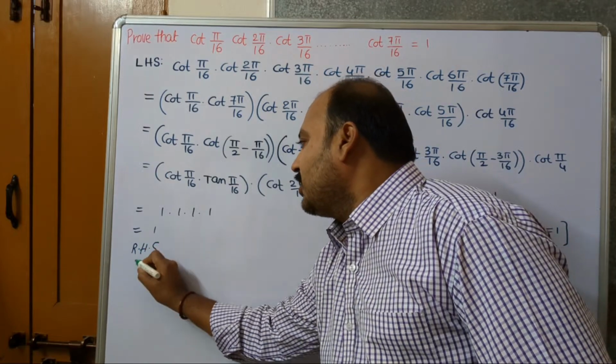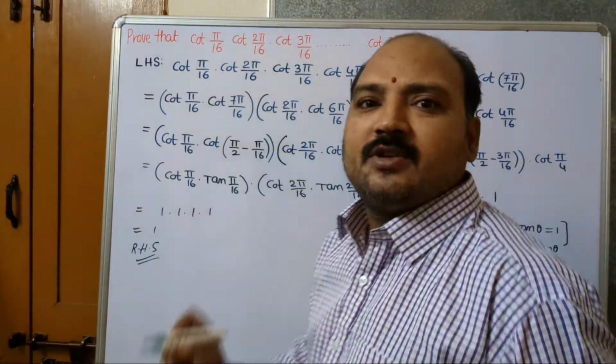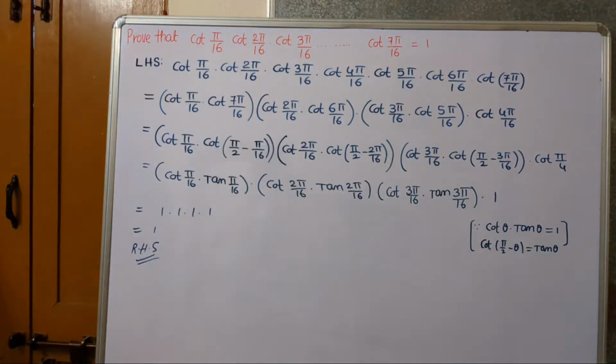Therefore this is equal to 1, which is the required RHS. I hope you understand it, students. This is the way we can do it. A 4 marks question we may expect in the examination in intermediate. I will move to another question now.